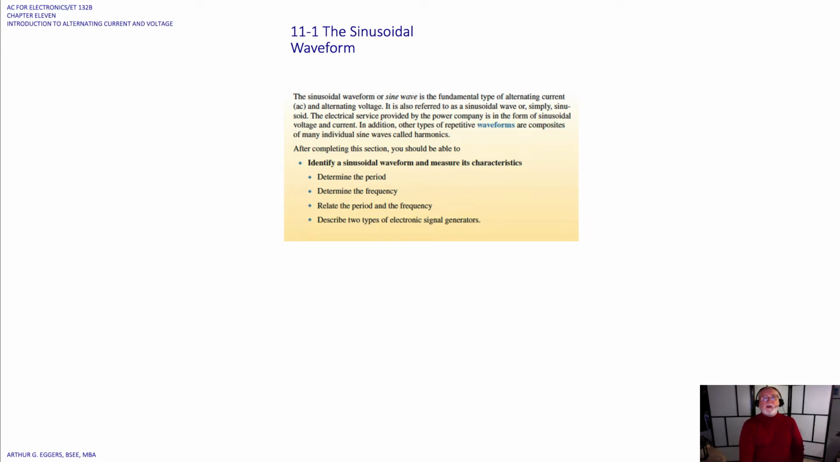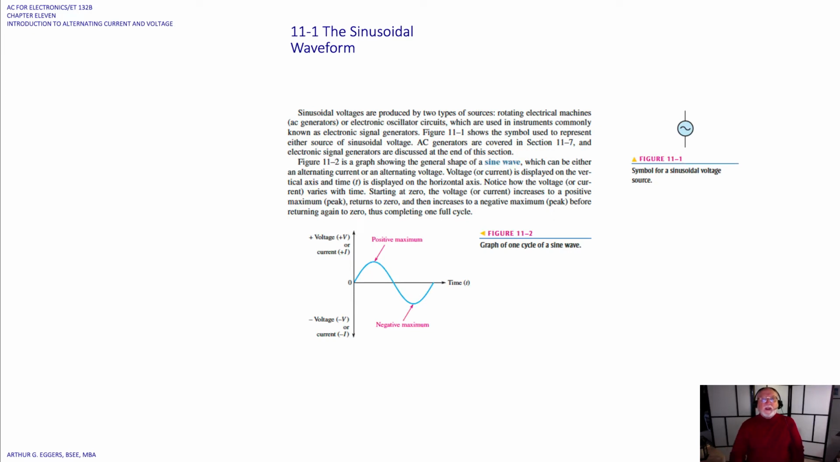So in here we're going to look at the fundamental parts of the waveform to determine its period, its frequency, and relate the period and frequency together and learn how to convert from one to the other and flip back and forth. And then in the end we're going to look at some sources or electronic generators that generate AC current and voltage. So the sinusoidal waveform you can see depicted here in figure 11.2 is in one cycle here.